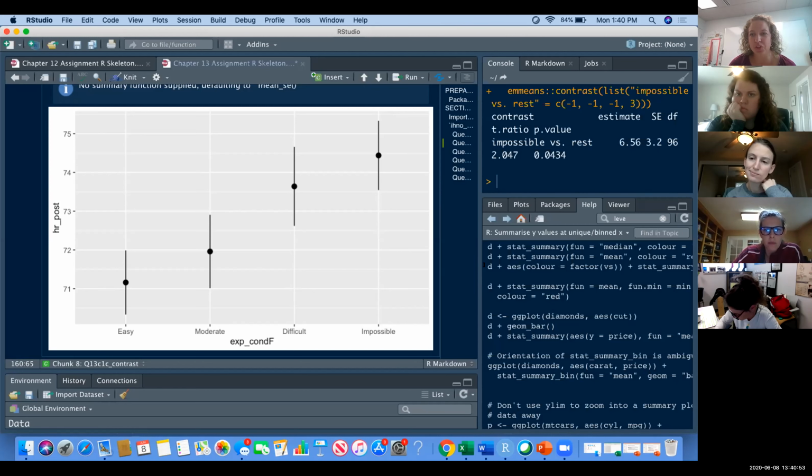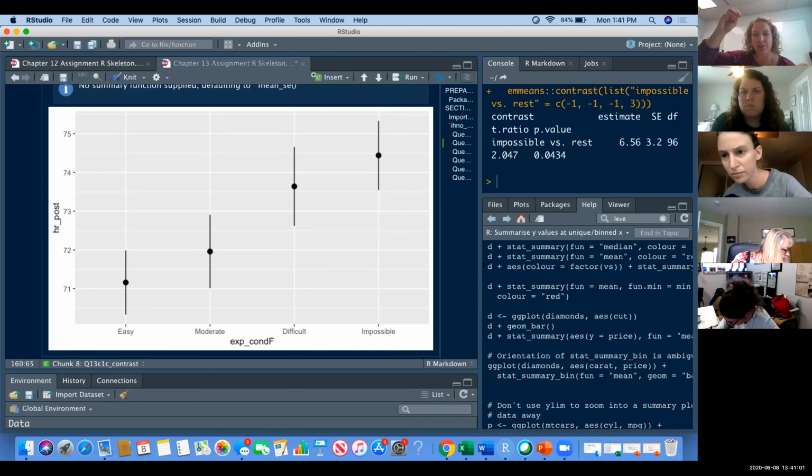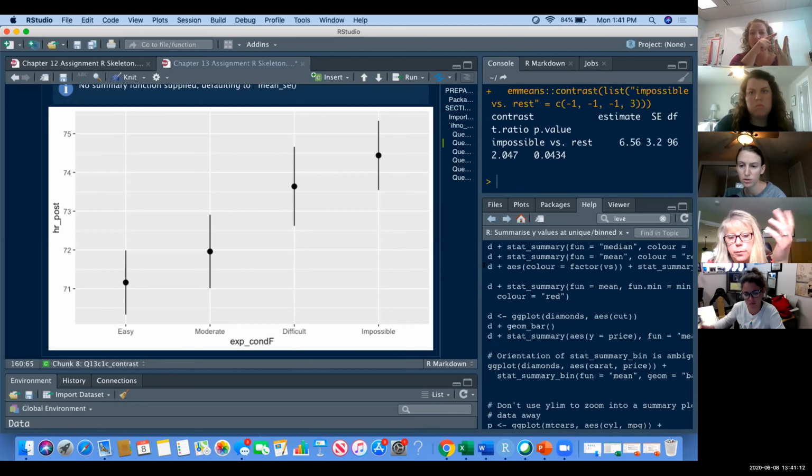Another way to lump those groups? Maybe between easy, moderate, and difficult, impossible. Yeah, if you lumped easy, moderate, and compared it to difficult, impossible. And if you were going to do that, Melissa, what weights would you choose for that one? You could do like +1, +1, -1, -1. There's one set of weights you could use to do that.